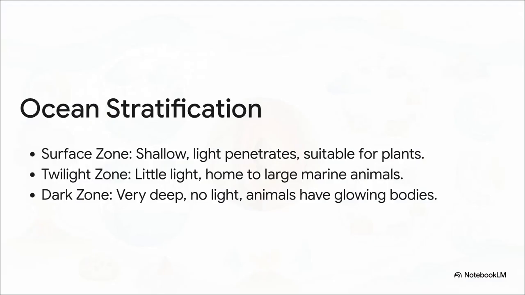Now, plunging past land and straight into the hydrosphere, we can stratify the ocean based on how much light it gets. We start in the sunlit surface zone. It's shallow enough for light to easily penetrate, making it perfect for plants to thrive. But as we dive deeper, that light fades into the twilight zone. It's pretty tough for plants down here, but it's the absolute perfect hangout for massive marine animals. Think giant squids and various whale species.